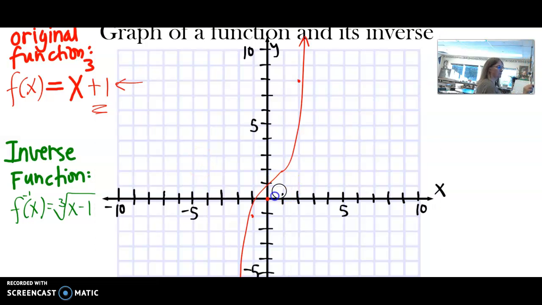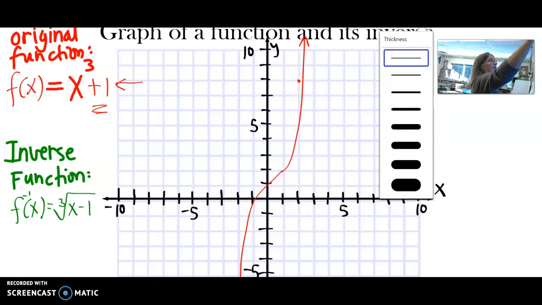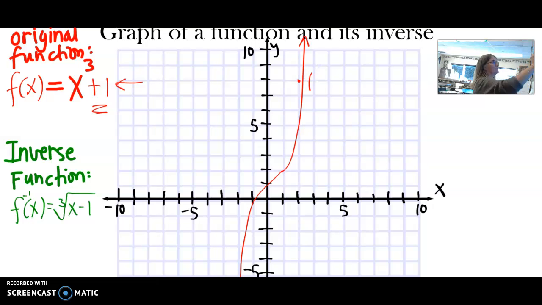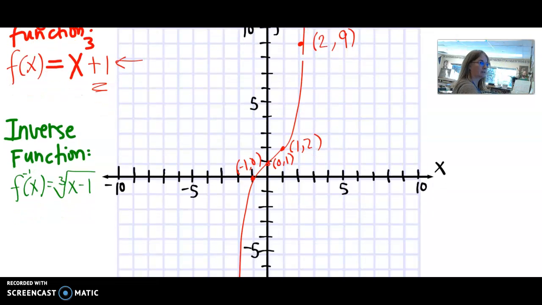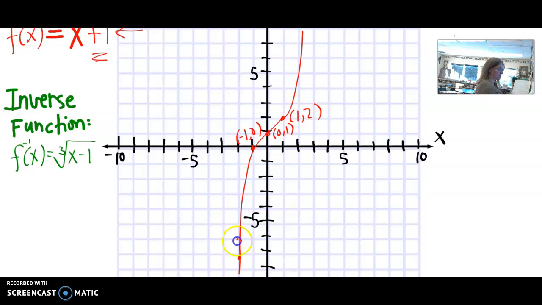So you want to look at some points that are on the graph. Instead of 2, 8, we have 2, 9. When you cube 2, you get 8, but then you have to add 1 to that, so it's 2, 9. Instead of 1, 1, it's going to be 1, 2, because the y-coordinate gets shifted up. 0, 0 becomes 0, 1, and this point is negative 1, 0. Then we have another point down here. Instead of negative 2, negative 8, it's now at negative 2, negative 7.